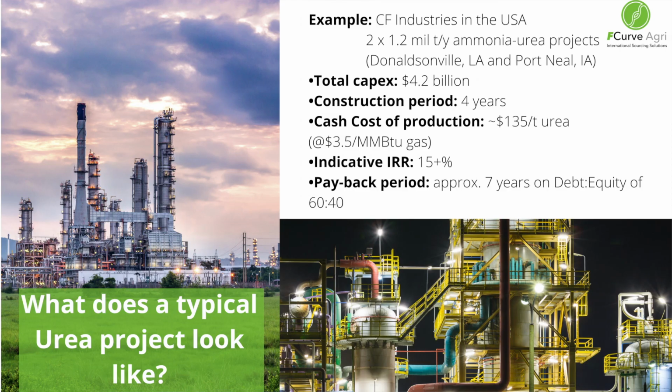As we can see, the cash cost of production for urea in these plants is around $135 a ton, which is well below the current price today, which is north of $400. Keep in mind that there is a payback of capital that is required and is over and above this $135. But even so, the payback for such a project would be in the order of 5 to 7 years. And these projects return an IRR of greater than 15%. So quite an attractive investment proposition.